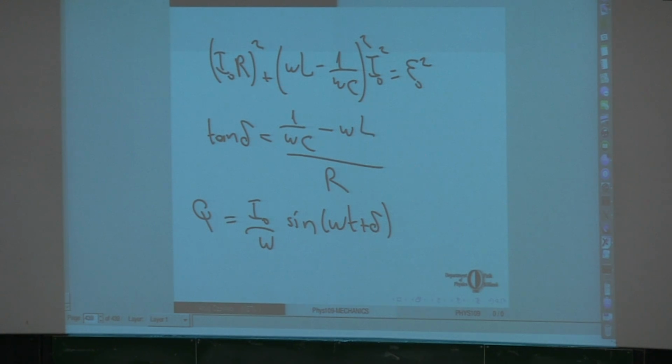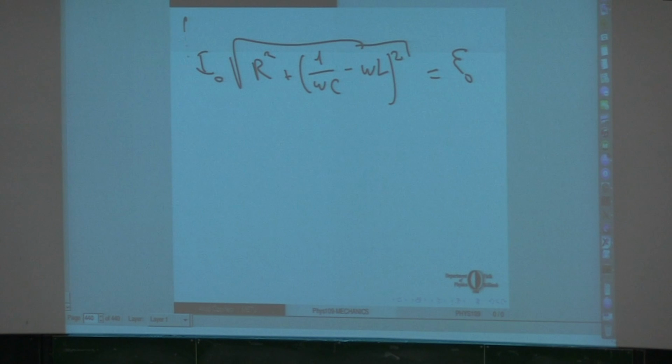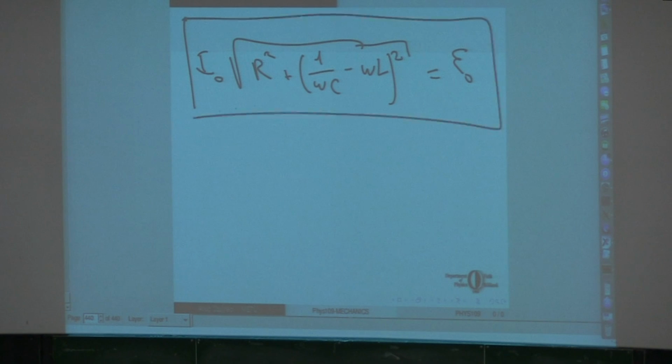Now, that equation we can write as I0 times the square root of R squared plus (1 over omega C minus omega L) squared. This is equal to epsilon 0. This is what we call impedance.